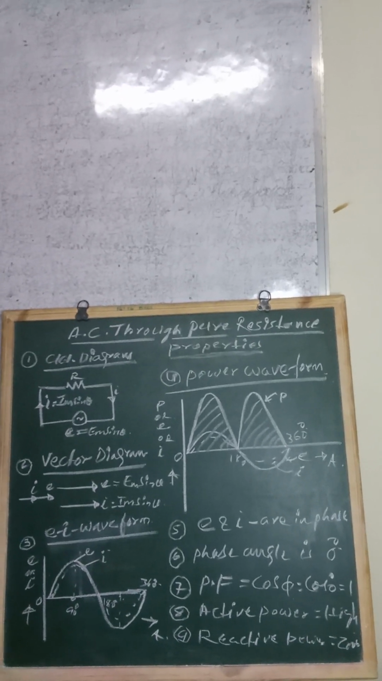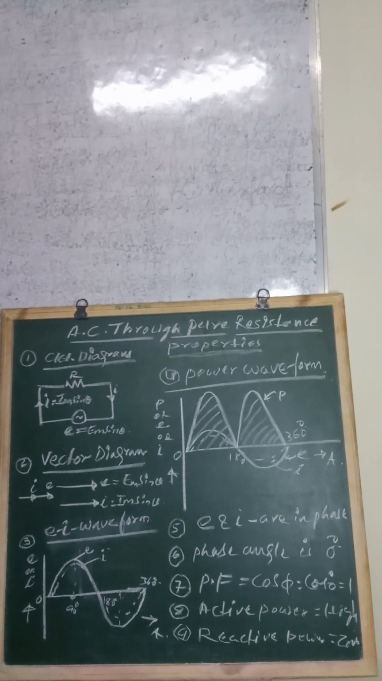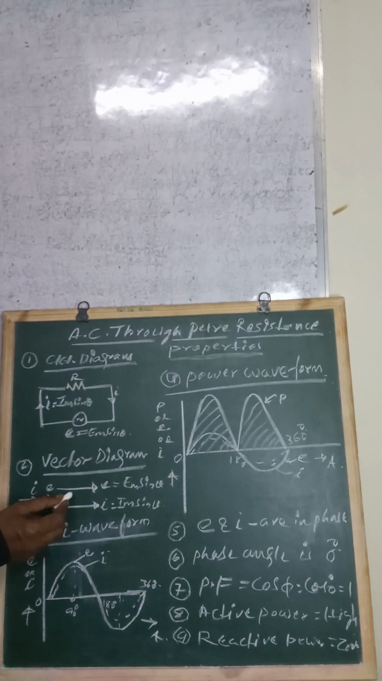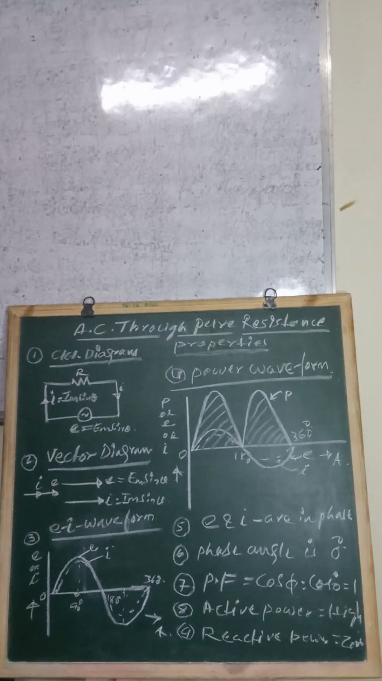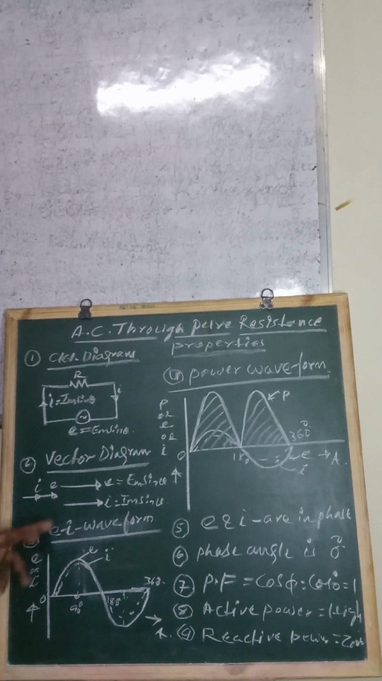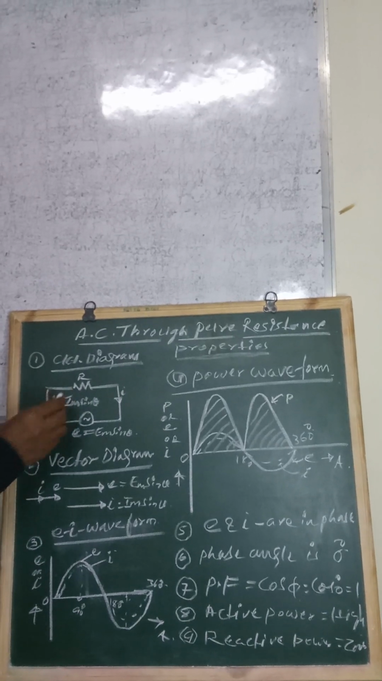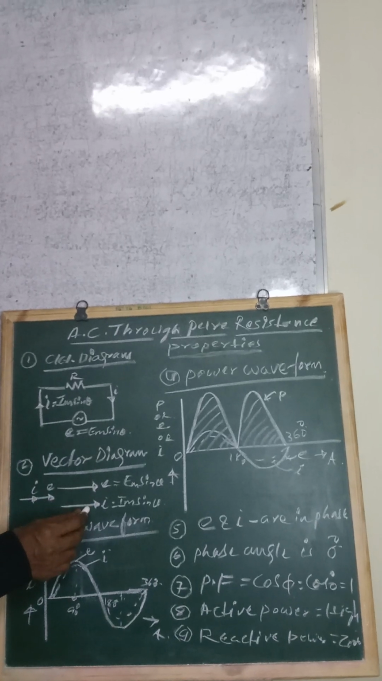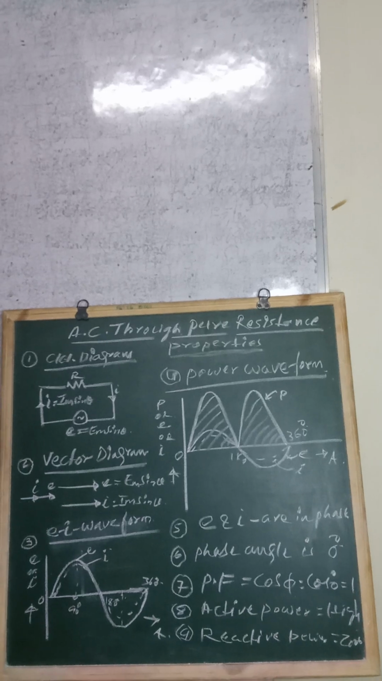Now you can see here, in the vector diagram, voltage and current are in phase with each other. It means they are parallel to each other. Maybe the magnitude of the voltage and current may be equal or may not be equal, it doesn't matter. But they are parallel to each other and the angle subtended between them is 0 degree. So that is the special property of the pure resistance. You can represent both the vectors on the same line because the angle is 0 degree.